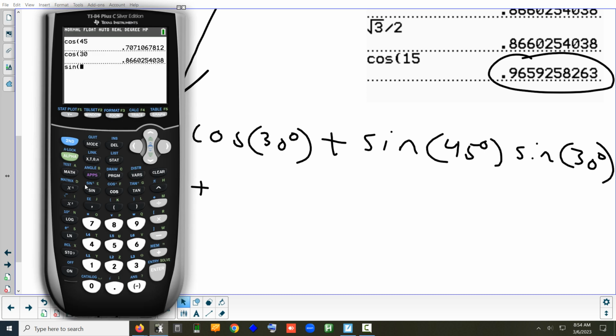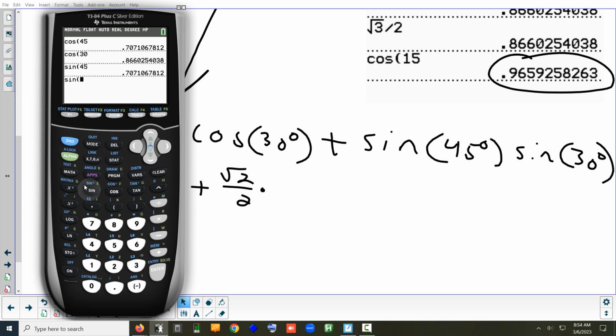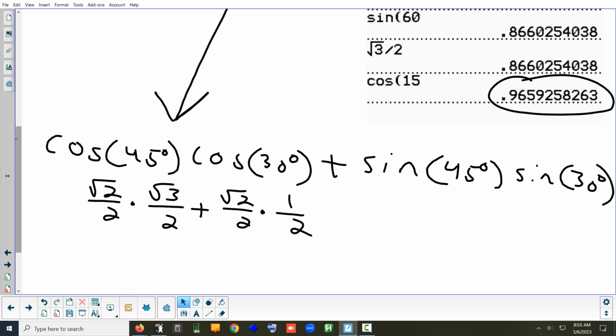Plus, now we've got sine 45. Well, that's 0.707 again, times the sine of 30. That's going to be the nicest one. That's just 0.5, but we could write it as 1/2. So now let's combine that all together. And let's see if when we do that, it actually gives us the answer that we know is right. We already know that's the cosine of 15. Well, let's see if this somehow gives us the cosine of 15.